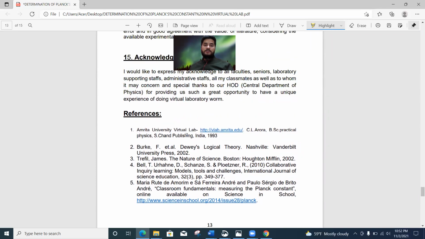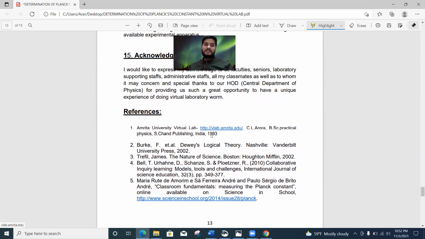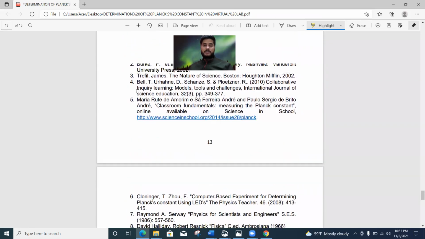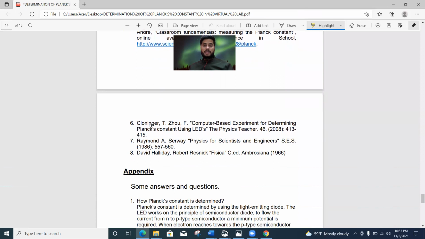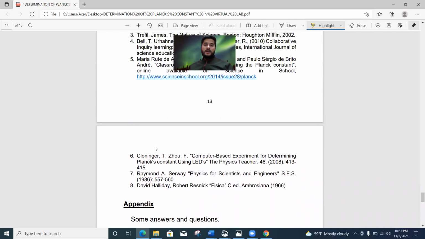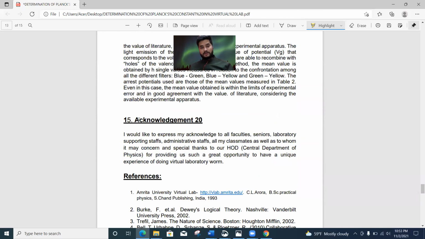This is the Amrita University virtual lab. I mainly followed this web address to perform this experiment. We have also given different addresses or references from where we can do this experiment, and at last, an appendix.